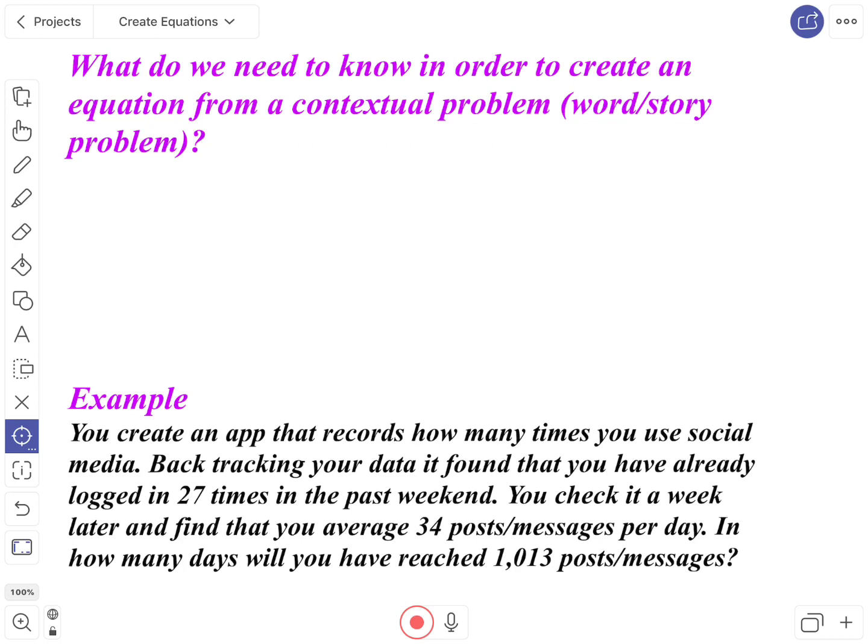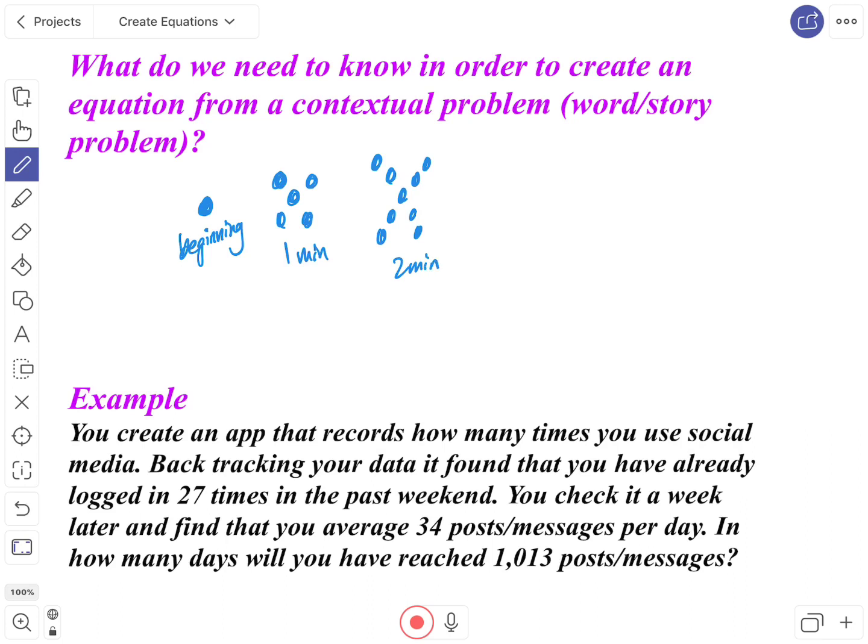Okay. So there's two main pieces of information that we're looking for here when we do a story problem, that will help us understand what's happening. And to think about this, think back when we were doing those dot problems, right? We did a couple of them, but here's just one of them. And we had, at the beginning, after 1 minute, after 2 minutes, and so on, right?